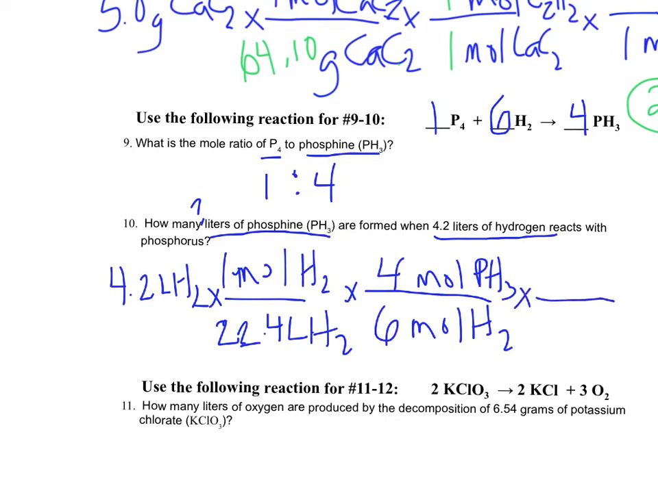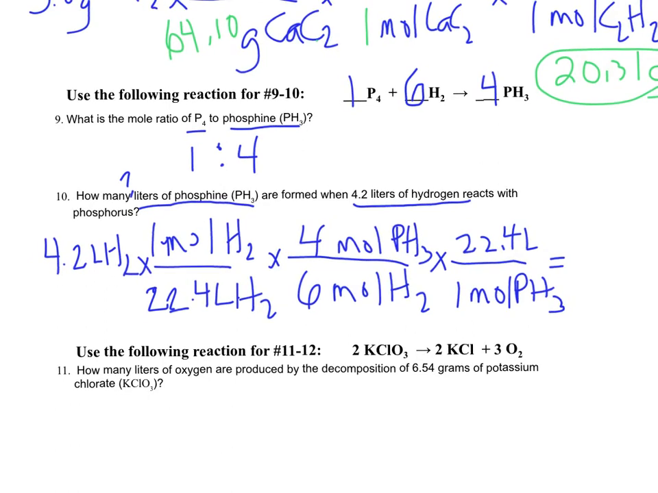Then the last step is converted out of moles of the PH3 to liters, being 22.4 liters of the PH3. You should get 2.80 liters of the PH3.